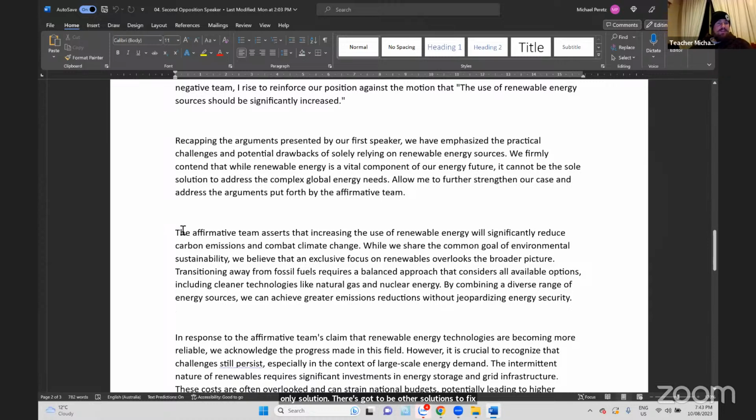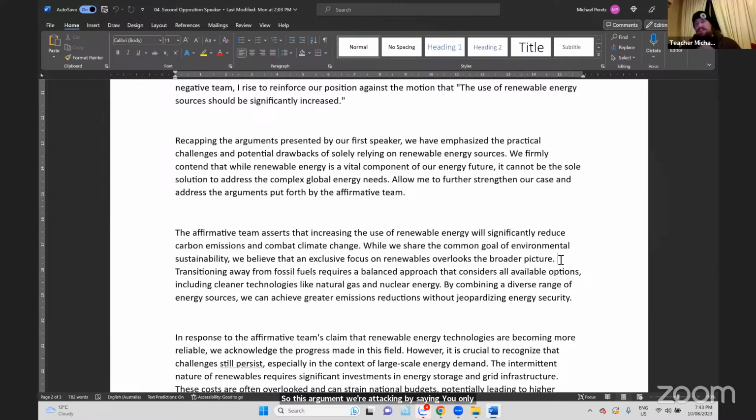The affirmative team asserts that increasing the use of renewable energy will significantly reduce carbon emissions and combat climate change. So we're taking their argument there, and now we're coming up with reasons why we think it's wrong. While we share the common goal of environmental sustainability, we believe that an exclusive focus on renewables overlooks the broader picture. So this argument we're attacking by saying, you think there's only one solution to this problem, but there's a lot more solutions to think about.